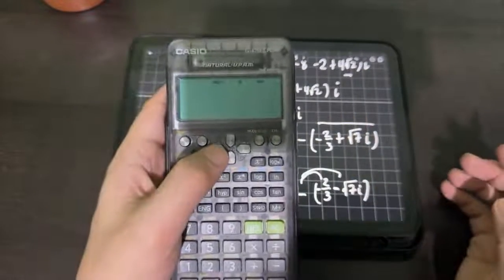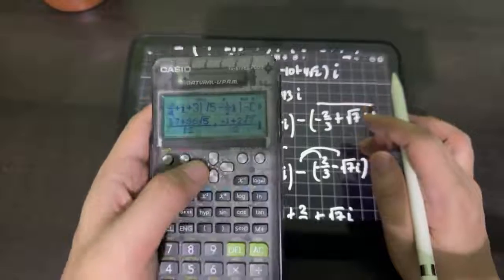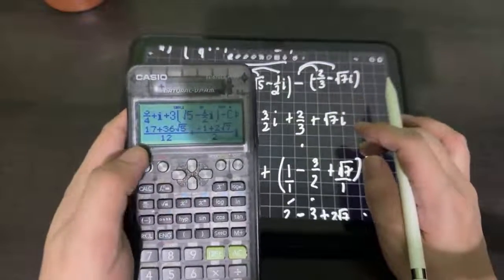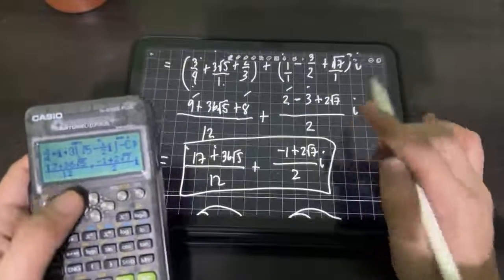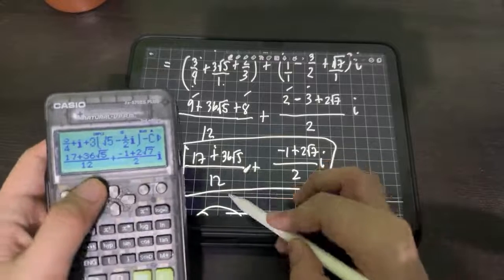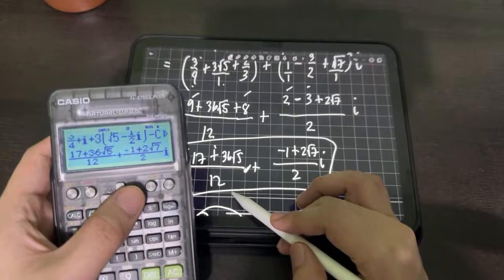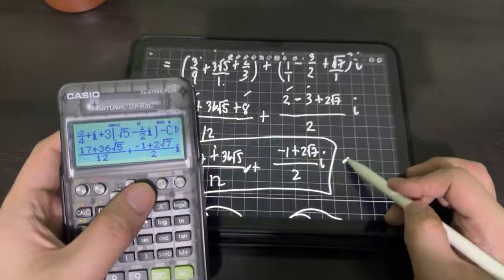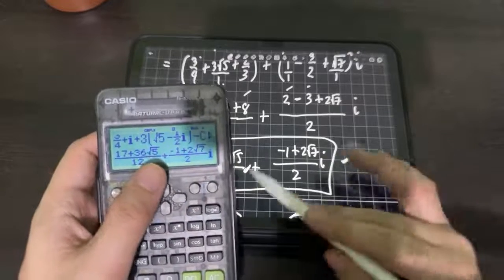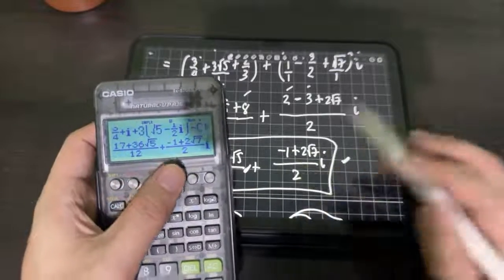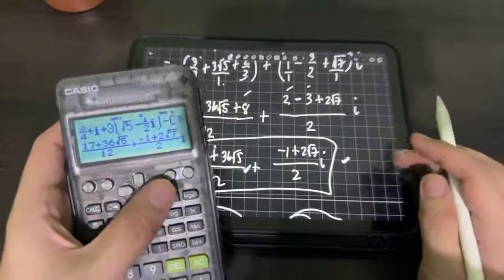Press equal. Okay, so this is the exact answer: 17 plus 36 square root of 5 over 12. We are correct for the real part. For the imaginary part, negative 1 plus 2 square root of 7 over 2. Okay, we got the correct answer.